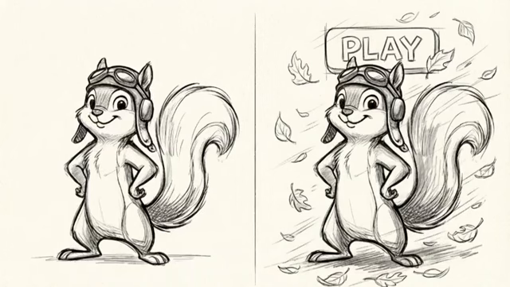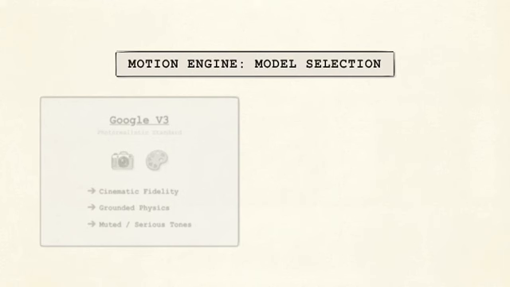With our static frames ready, we use the image-to-video tool to add physics and motion to the scenes. This chart compares the available video models. While Google V3 is designed for photorealism, Kling 2.5 is optimized for high color saturation and cartoon physics. Select Kling 2.5 for this workflow.